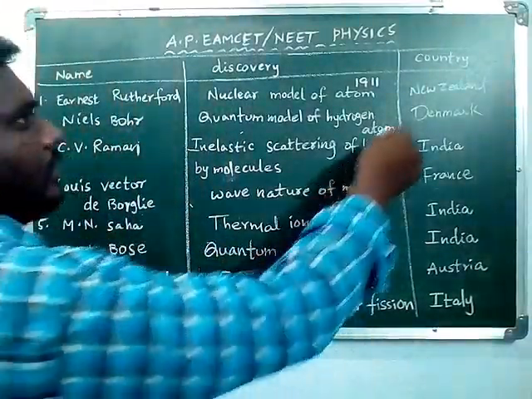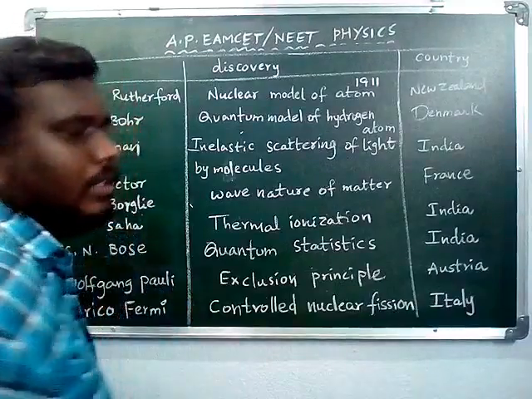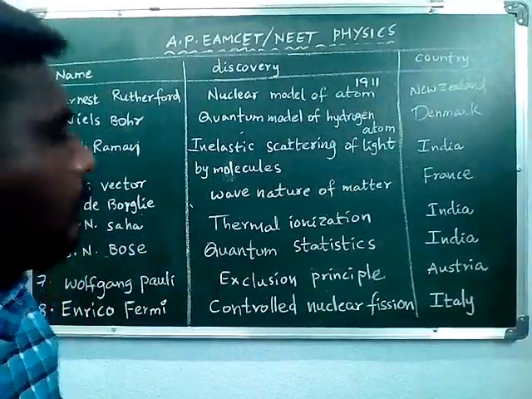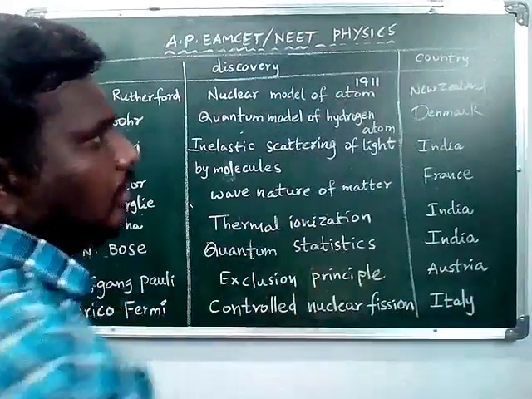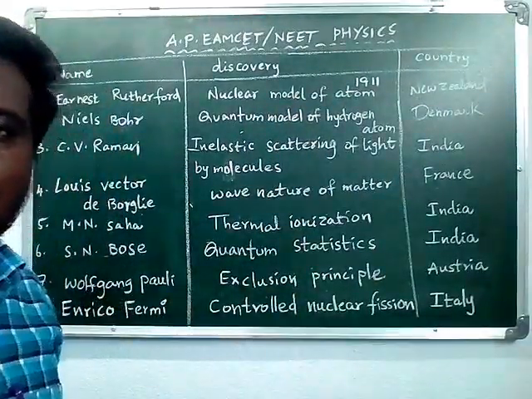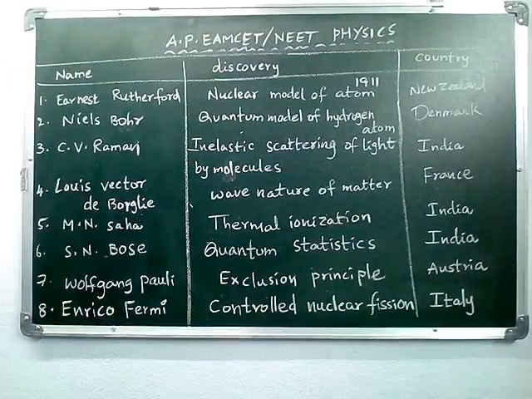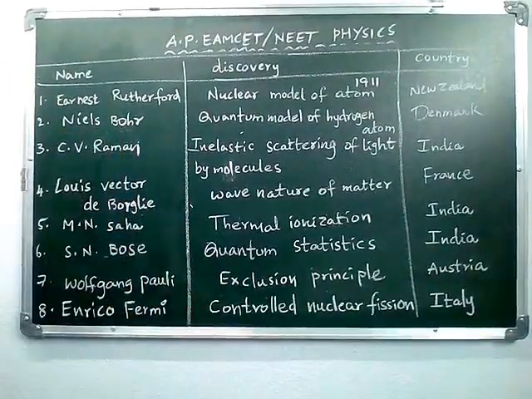His country was New Zealand. So first of all, Ernest Rutherford, nuclear model of atom, and the country is New Zealand. The second scientist is Niels Bohr.